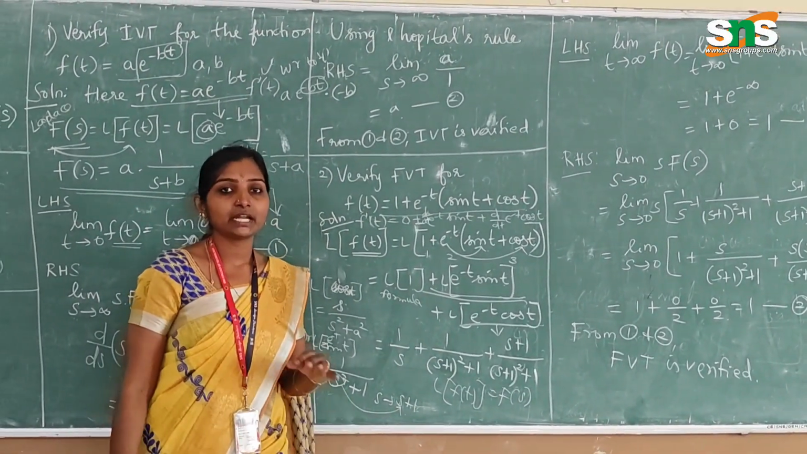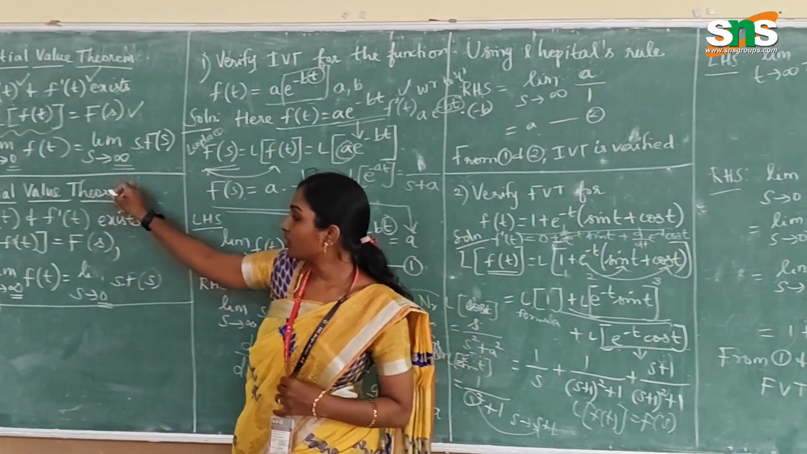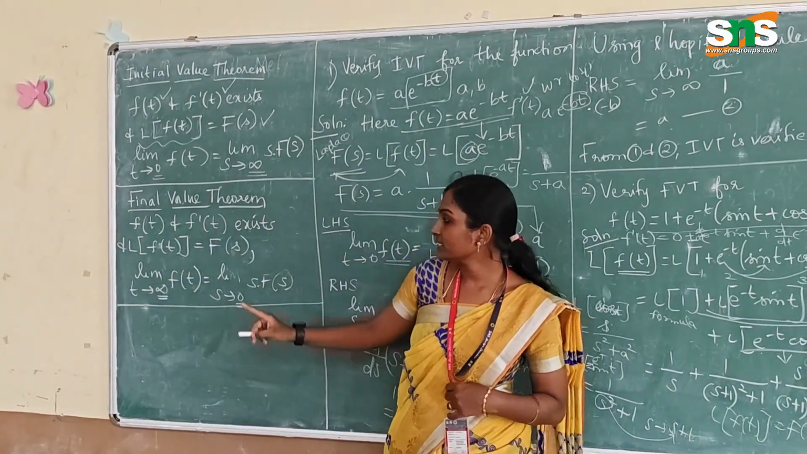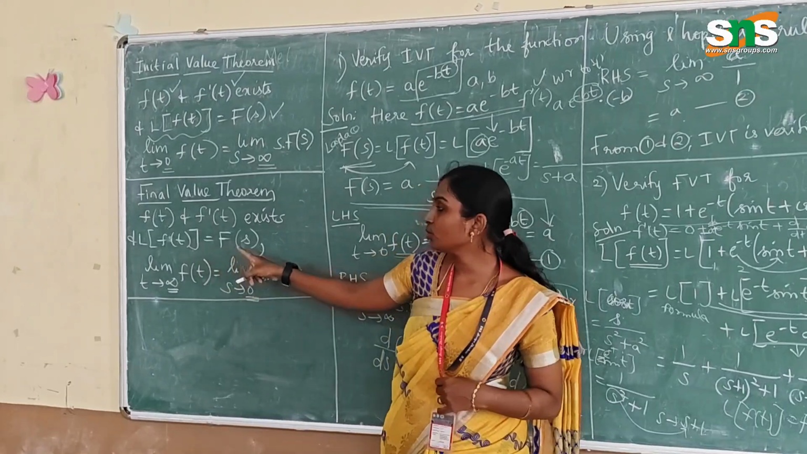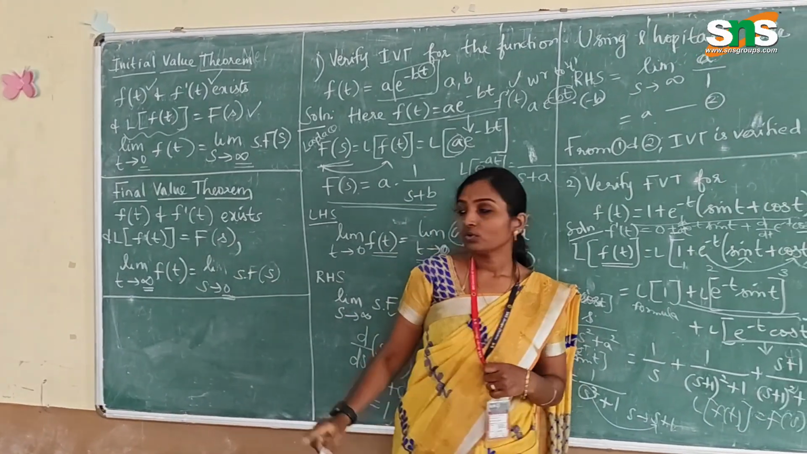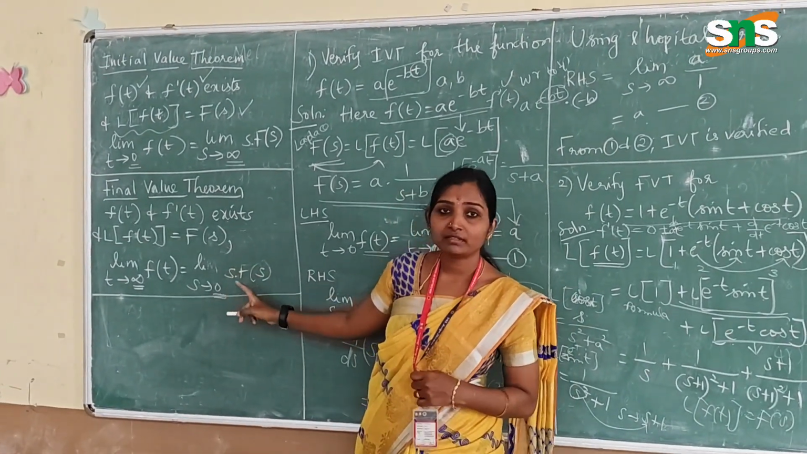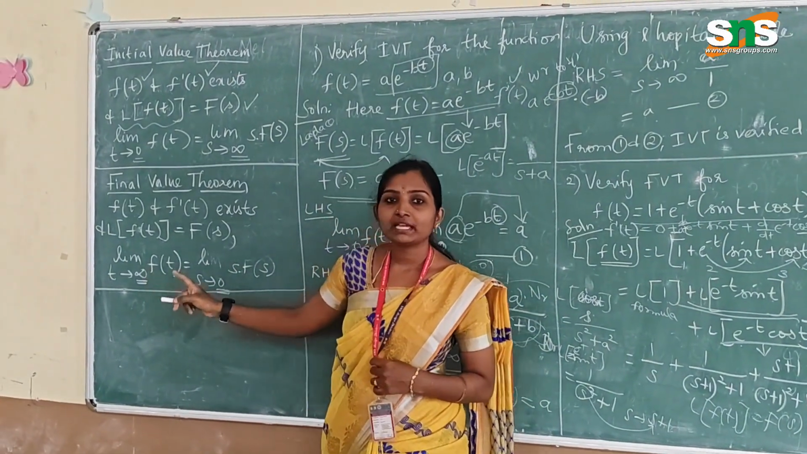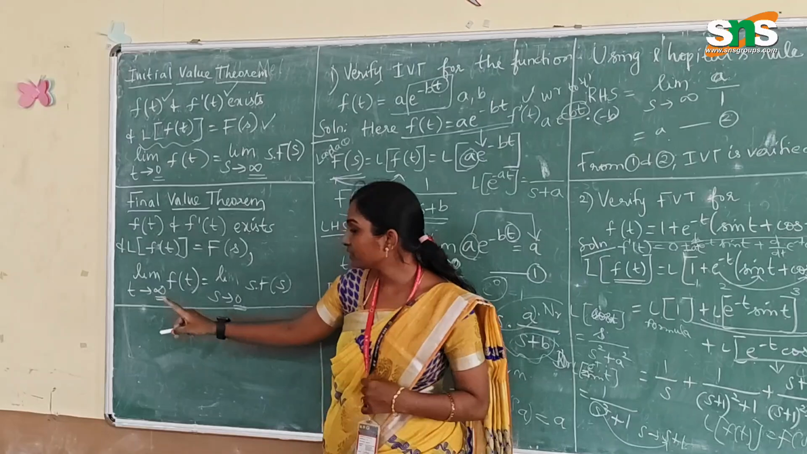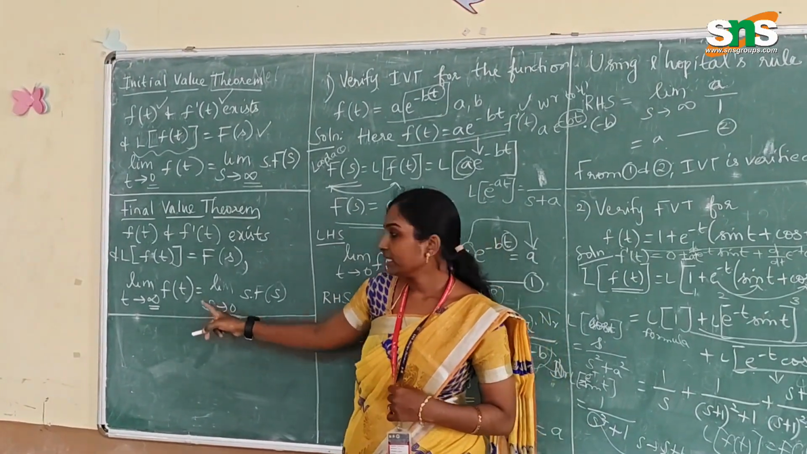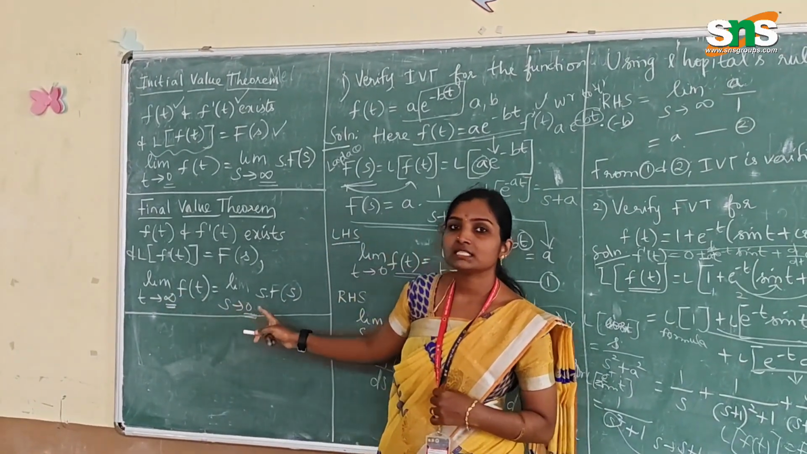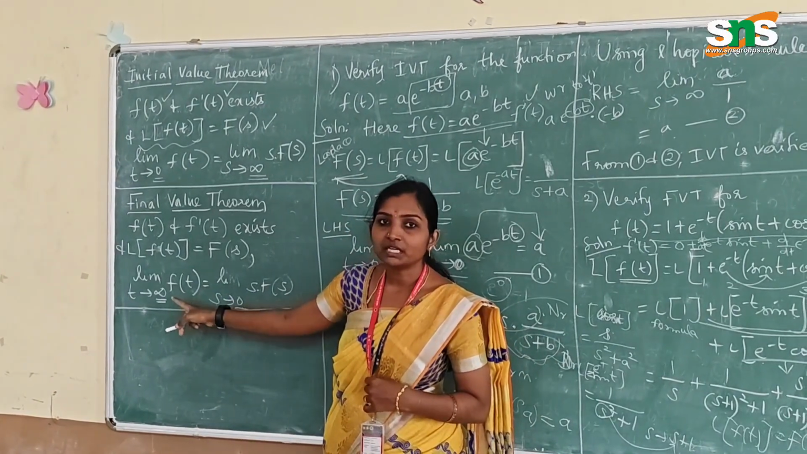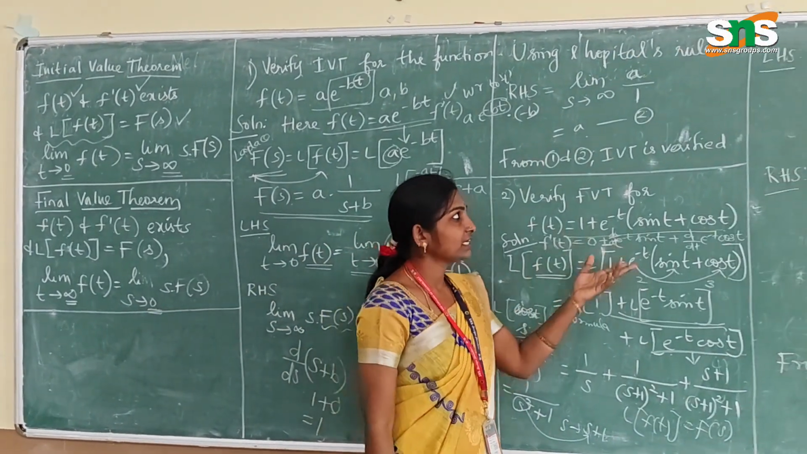Now we are done with the conditions of final value theorem. What are these? F of t should exist, f dash of t should also exist, and L of f of t should be equal to f of s. Now, next thing is we have to verify the final value theorem. As we have discussed earlier, it should start with infinity and end at 0. In the LHS we have t and in the RHS we have s.